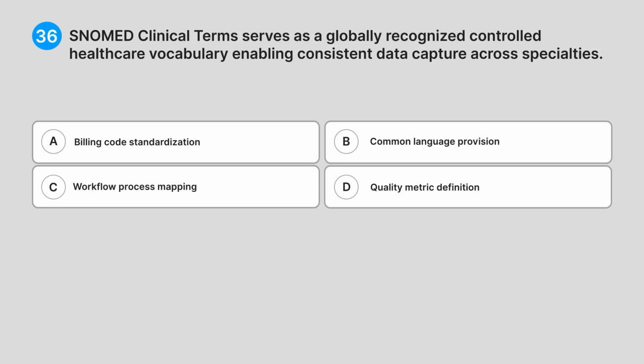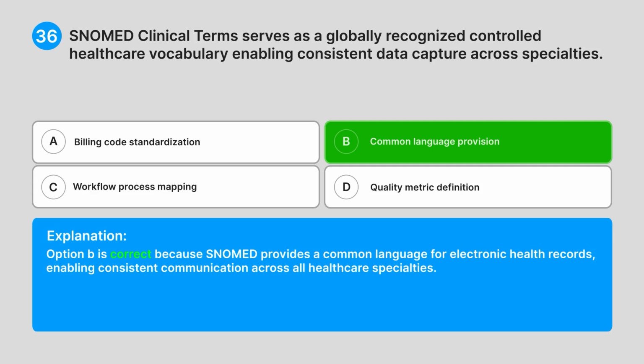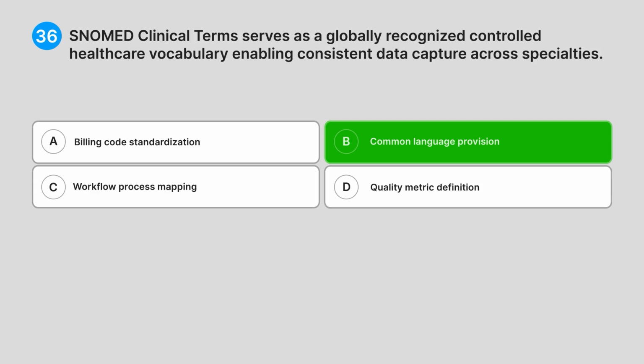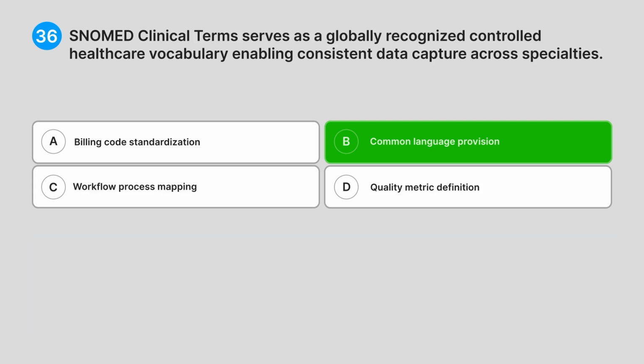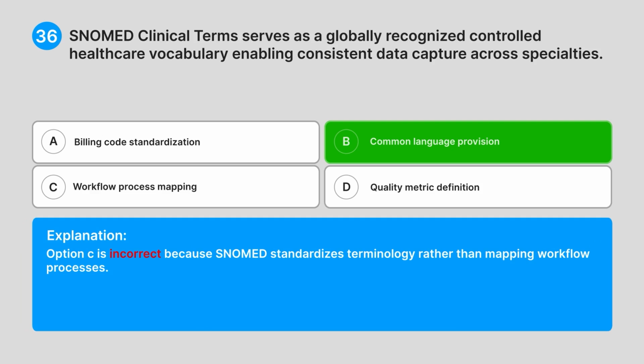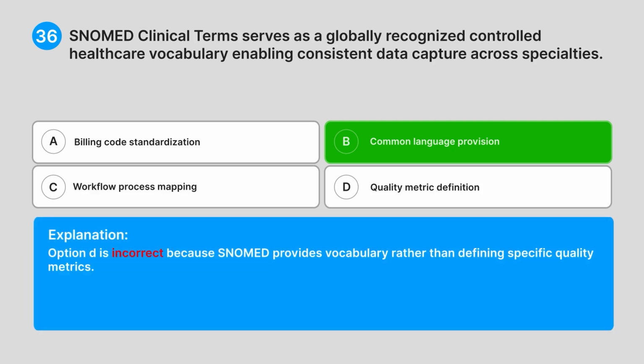Correct answer, B. Common language provision. Explanation. Option B is correct because SNOMED provides a common language for electronic health records, enabling consistent communication across all healthcare specialties. Option A is incorrect because while SNOMED supports coding, its primary purpose is providing common clinical terminology. Option C is incorrect because SNOMED standardizes terminology rather than mapping workflow processes. Option D is incorrect because SNOMED provides vocabulary rather than defining specific quality metrics.